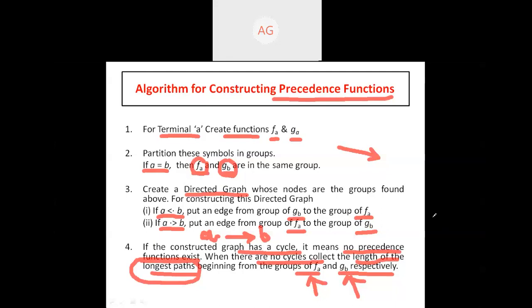Now we are going to solve our previous question using this algorithm, and let's see the difference. Moving to the next slide, just remember these steps of the algorithm, particularly step number 3 and step number 4. So moving to the next slide.